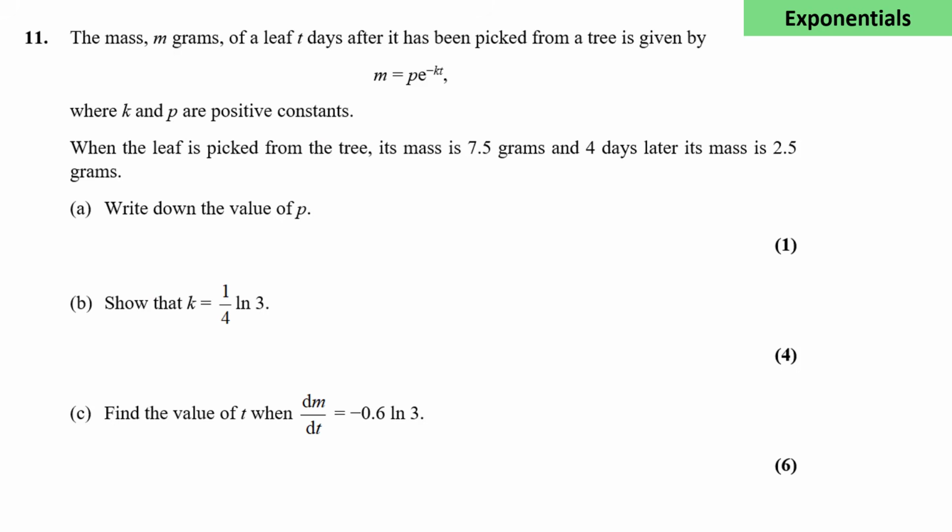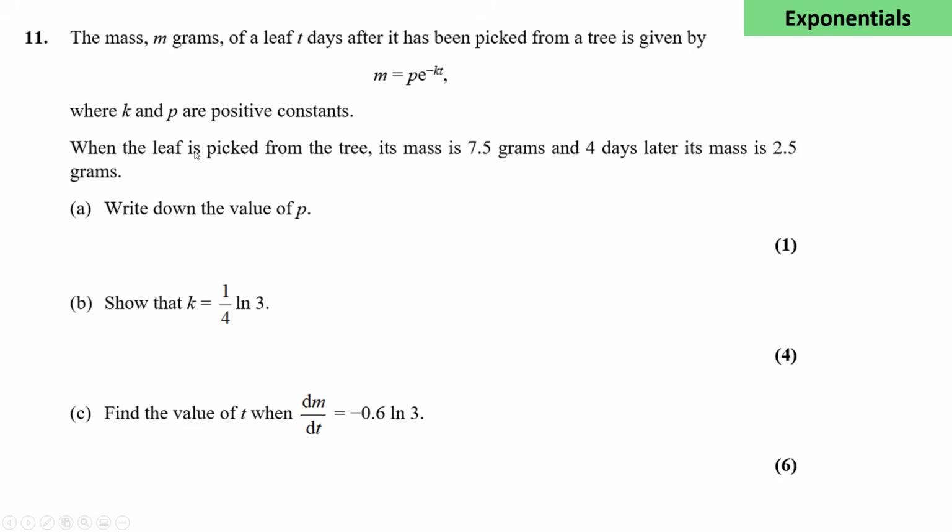Our last two questions are related to exponentials and logarithms. We're told that the mass, m grams of a leaf, t days after it has been picked from a tree, is given by the formula m equals p e to the minus kt. So this is a typical exponential decay curve, which is showing the weight of the leaf as it dries out. And we're told k and p are positive constants. We're given various points on the curve.